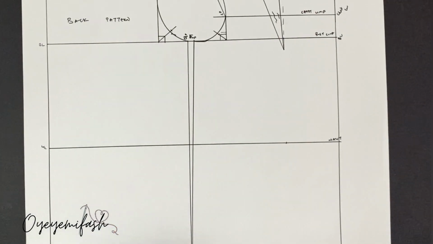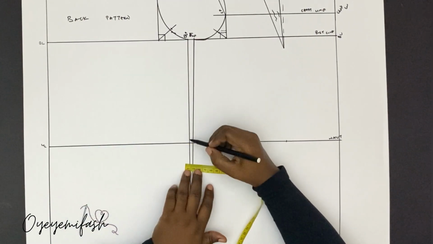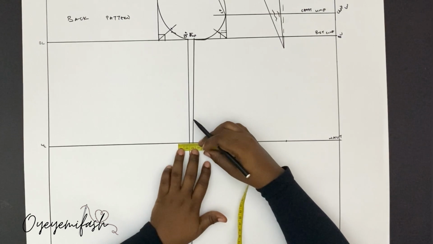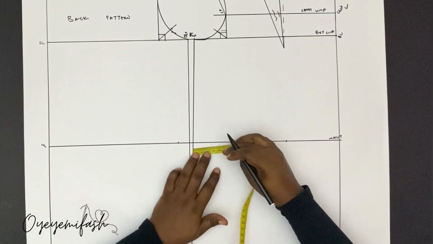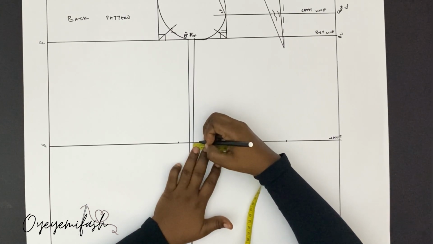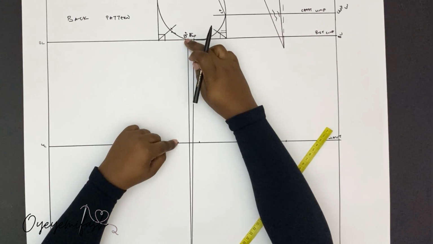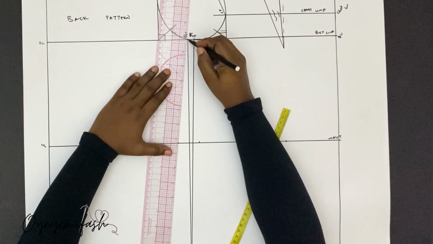So to get our shaped underarm seam, on the back pattern, I'll come in from this line by 2 centimeters, while for the front pattern, I'll come in by 1 centimeter. On the back pattern, I'll connect the waist point to the back UP using a straight line.